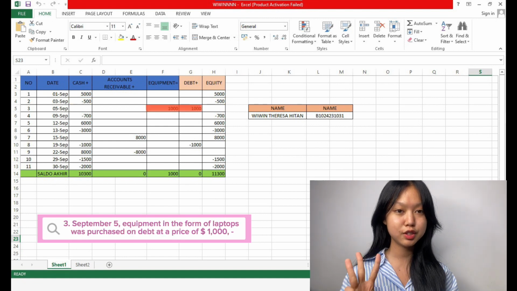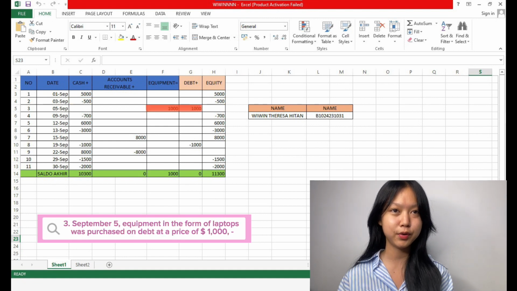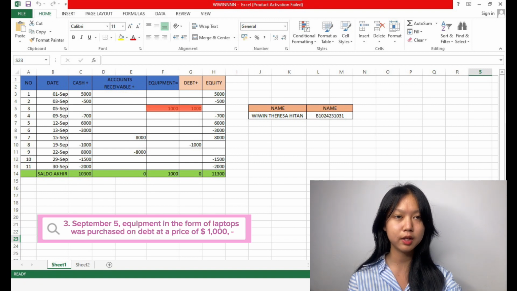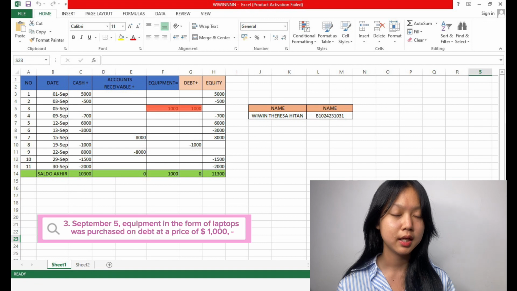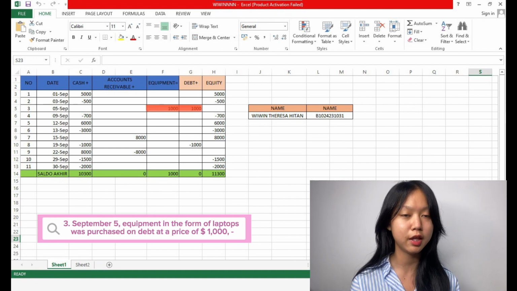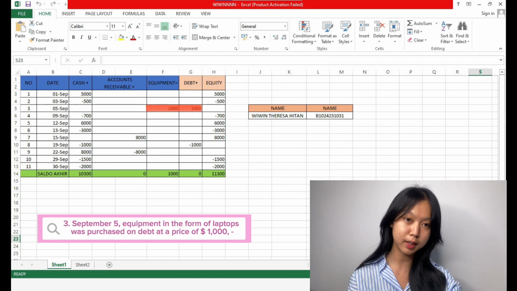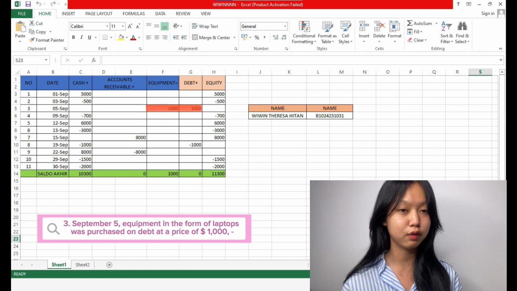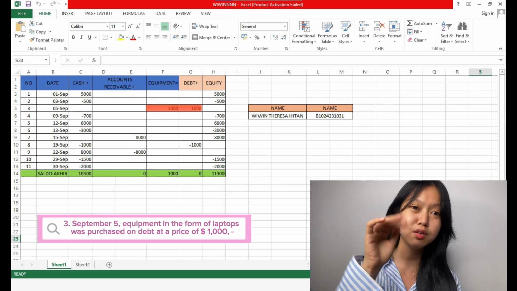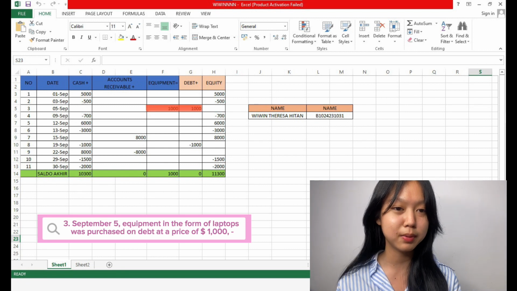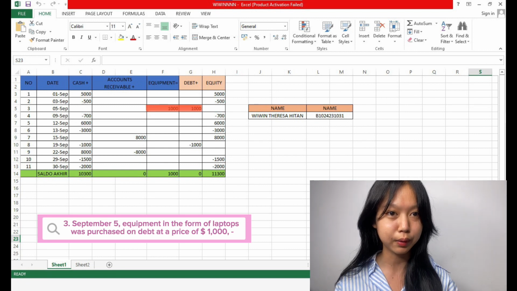And for the third transaction, which is on the 4th September, there is equipment in the form of a laptop purchased on debt at a price of $1,000. So on the table, we put a nominal on the equipment and also on the debt. Why is it on equipment? Because there is a laptop. Laptop is equipment and also a part of a company's equipment. And why is it on the debt? Because they purchased $1,000, but they will pay it later and not now.